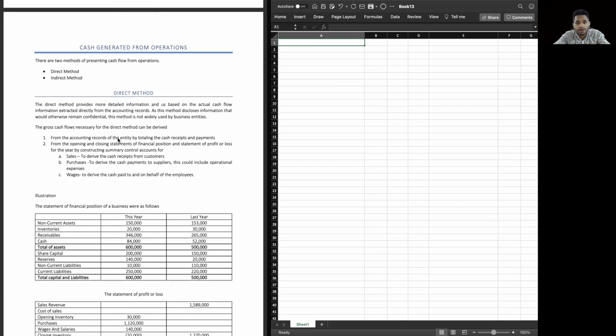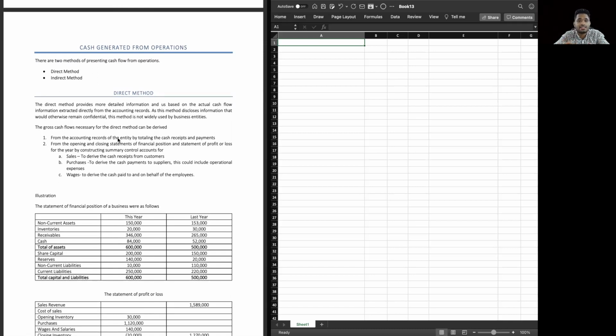In the direct method of calculating your operating cash flows, what they do is they look into your actual cash receipts from customers and actual cash payments to your suppliers. We are looking at the actual cash flows, and then we are trying to calculate our operating cash flows.